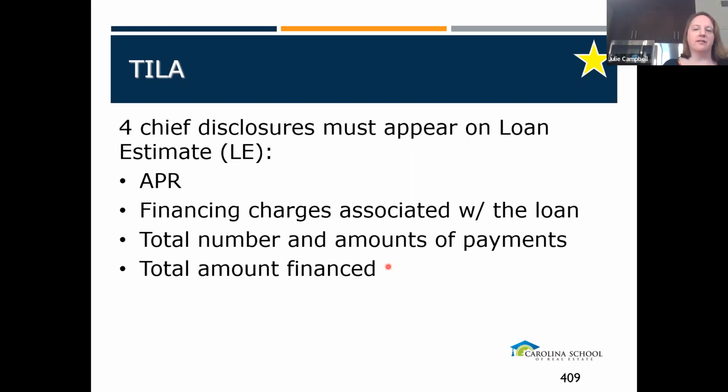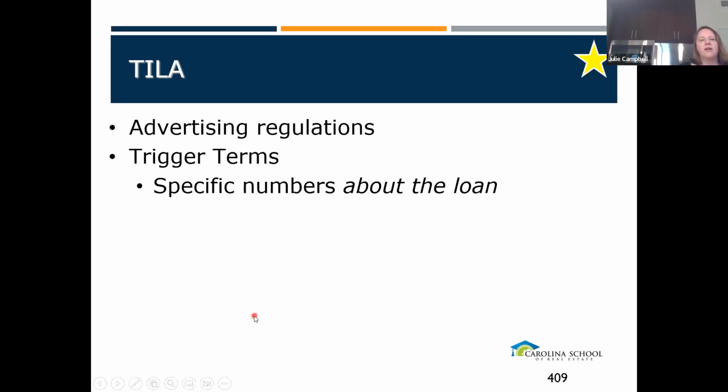And one big thing that TILA does to protect the consumer is it regulates advertising. Advertisements about mortgage loans, specifically just about mortgage loans. And when it comes to advertising, TILA has identified things known as trigger terms. We're going to look at some examples in just a second. But a trigger term is when a specific number about the loan is mentioned in an ad. Again, we'll look at some examples in just a second.